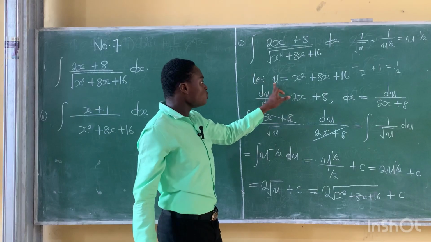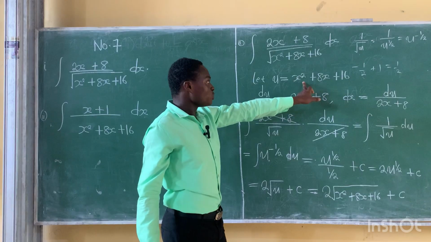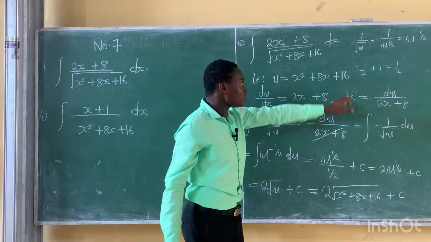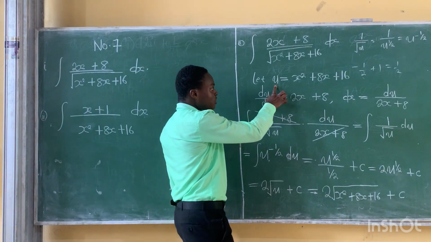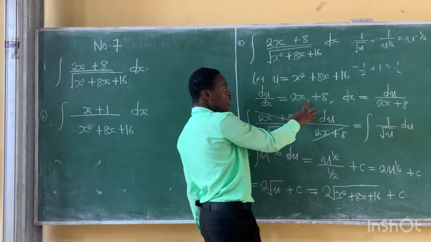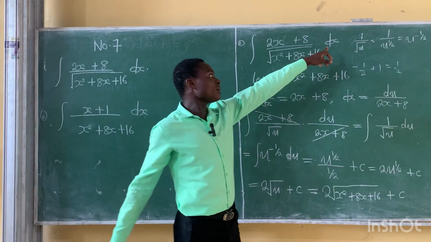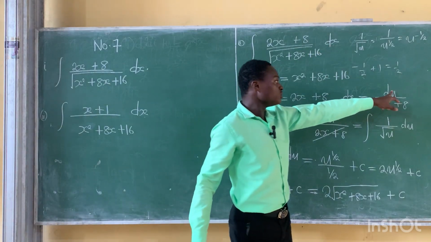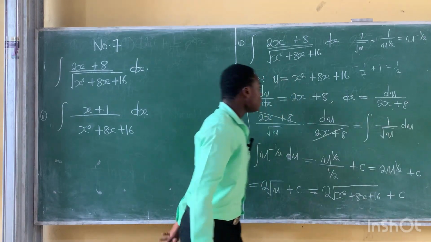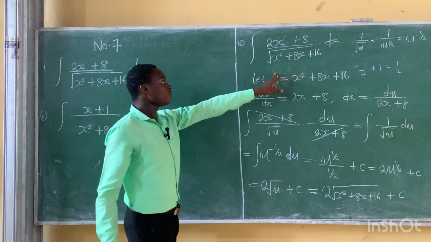So you always let u be equal to that denominator, which is x squared plus 8x plus 16. And you differentiate u with respect to x, so that you have 2x plus 8. Then you make dx the subject of the formula, so your dx becomes du over 2x plus 8. Then you substitute back into the given question.